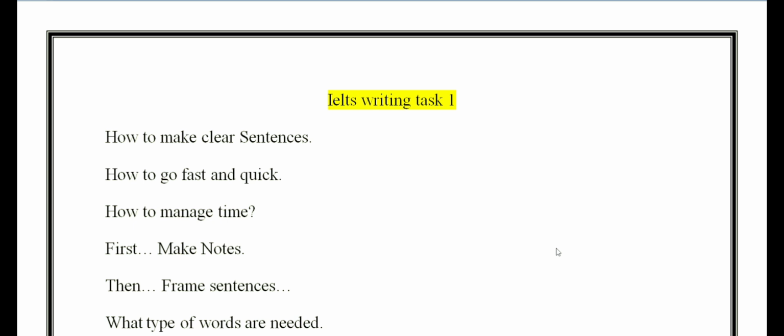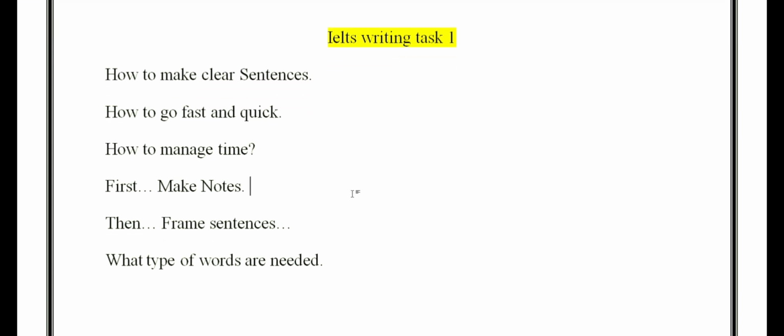The writing task 1 of IELTS. We may get any question which can be a bar graph, a line graph, a pie chart. So, what are we learning in the class here? How to make clear sentences, how we can be very quick and very fast, how we have to manage those 20 minutes of time. And in this regard, what works best is first focusing on making clear notes from the image what you get, and then framing that into clear sentences.